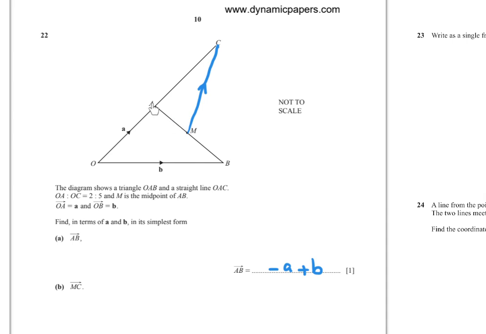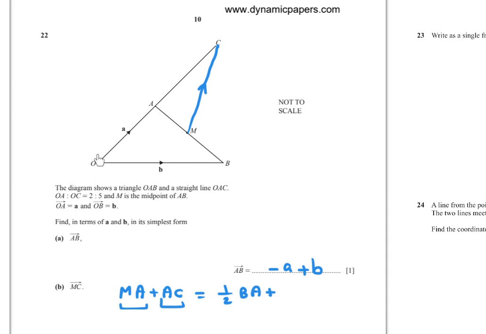MC equals MA plus AC. Now MA, because M is the midpoint, equals half BA. So MC equals half BA plus AC.